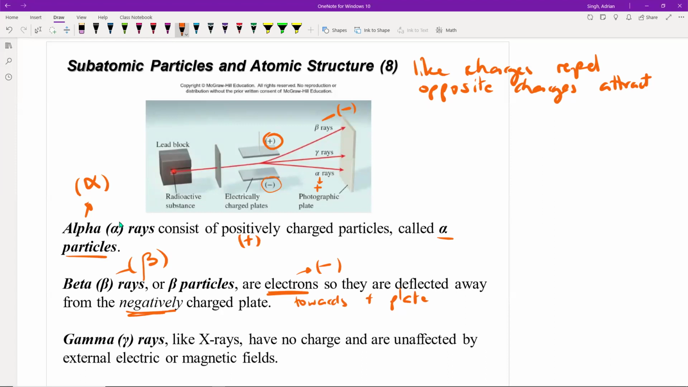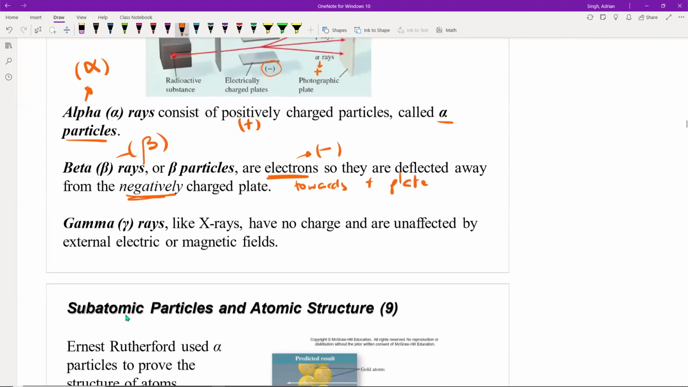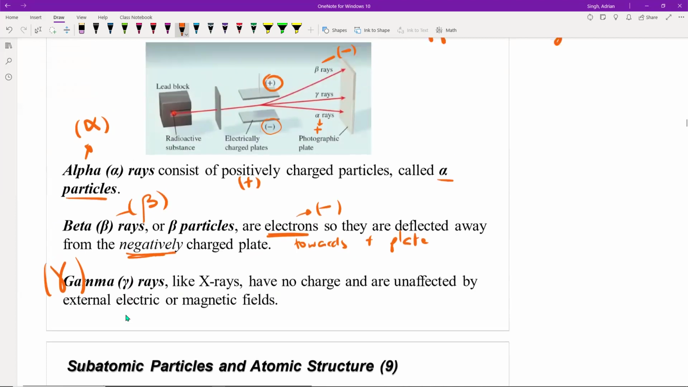The third type of radiation is known as gamma rays. And gamma has the symbol like this. And these are kind of similar to X-rays in the sense that they are not influenced by an electric field or a magnetic field for that matter. So they just go straight through. Okay, so these are gamma rays here. And by all intents and purposes, they're just energy, right? There's no particles associated with these gamma rays. We're going to come back to these types of radiation a little bit later on.